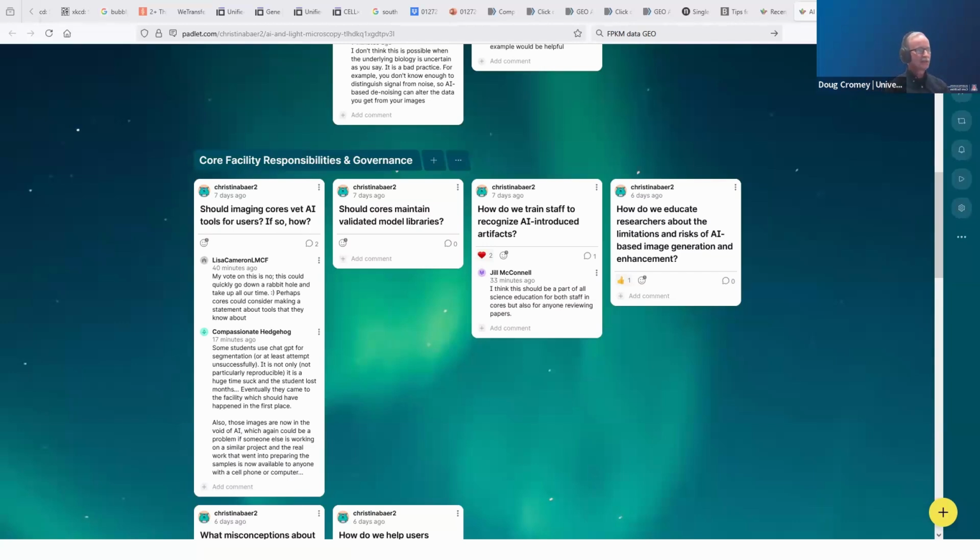Not to mention company names, but our first multiphoton did not perform anywhere near like we were told it could. So I think we need to have some honest discussions about AI. Some of the stuff like the Nikon stuff, where they can help the user get their settings and things like that, is great for introducing people to how to use the microscope. I think it's a terrific application.